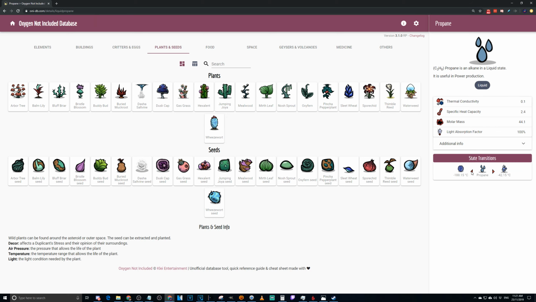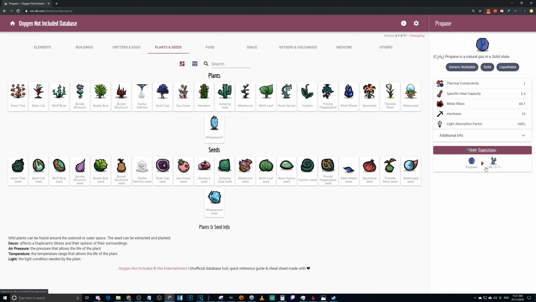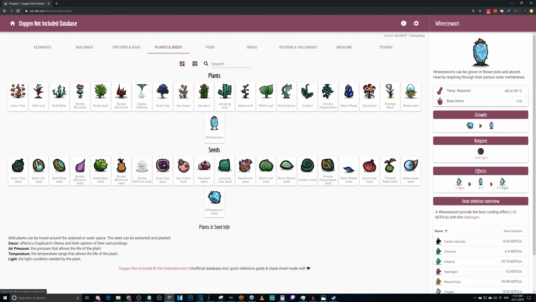It does actually exist in the game, but you can't currently access it. Maybe in a future DLC or something like that, it'll be released. But yeah, you can get the heat deletion for all the different types of gases for a wheezewort, which is something that, without a lot of extensive testing, you just can't find in-game.